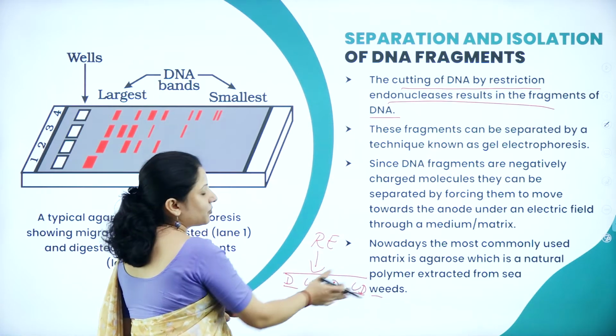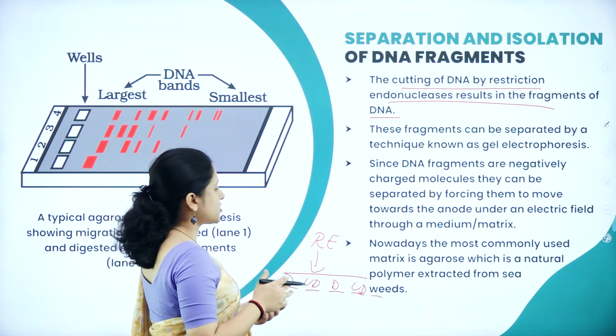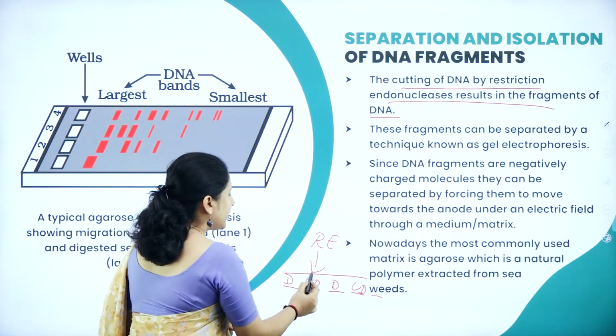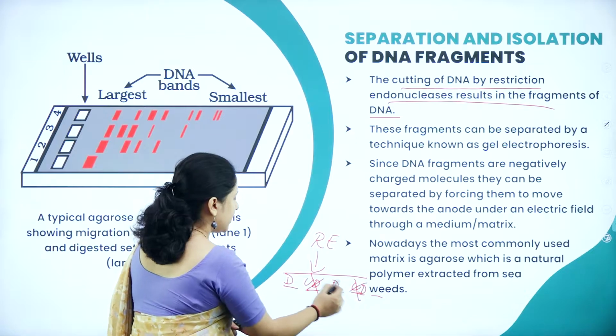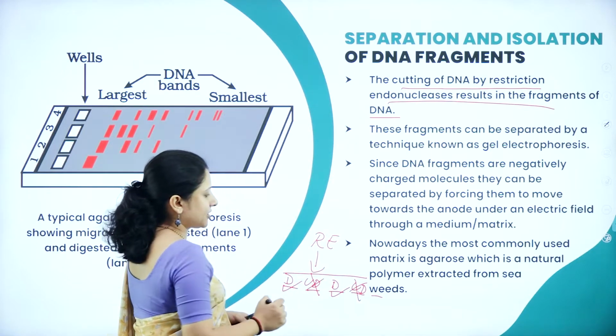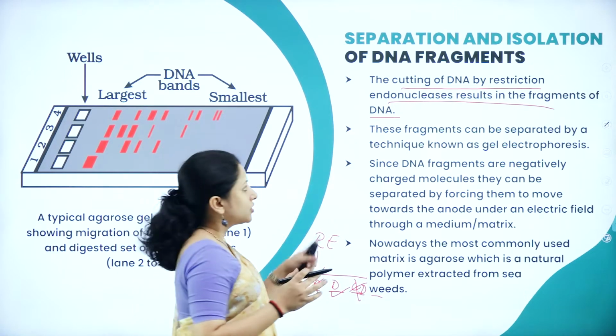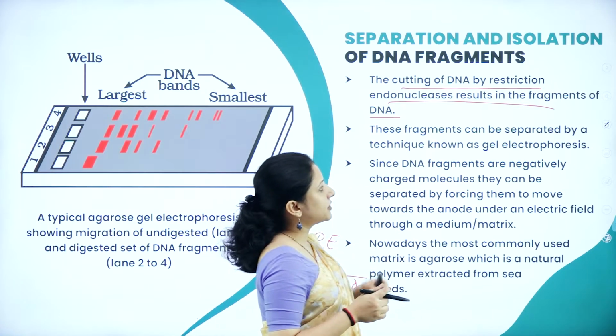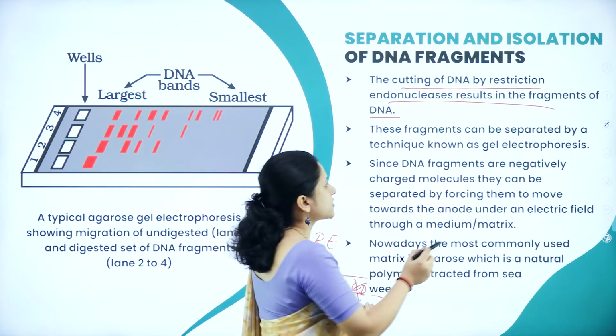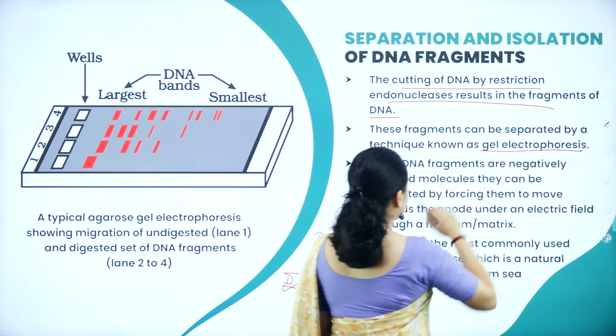Now, how do you separate it? For separation of these fragments, we don't need the undesired one, we need only the desired DNA strands. How do we separate it? These fragments can be separated by a technique known as gel electrophoresis.